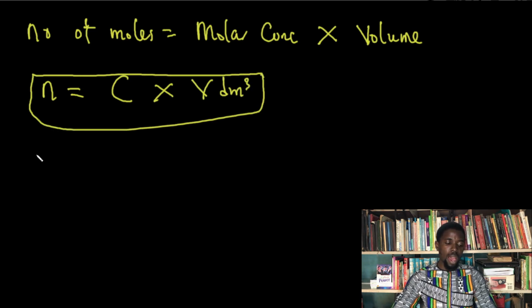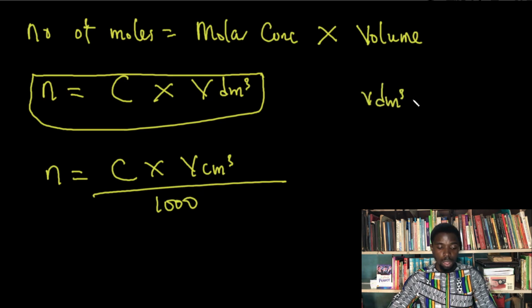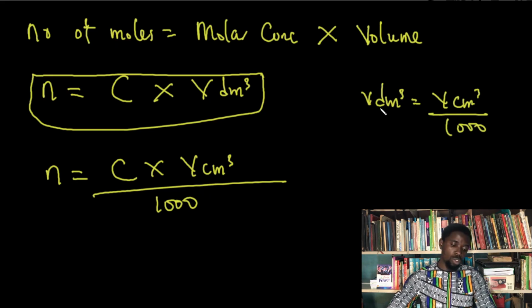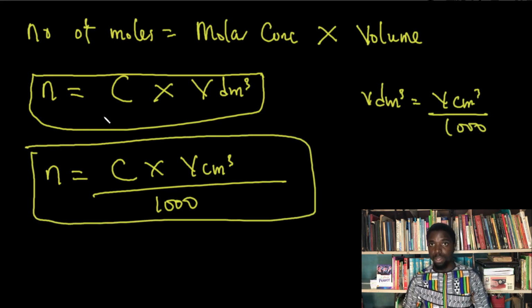But in a scenario where I have number of moles and the volume is in cm cube, it's going to be N equals C multiplied by V in cm cube divided by 1000. Why this is the case is because V in dm cube equals V in cm cube over 1000. So when you do this, you are going to have this particular relationship established. Now, having said this, let's try out one question to help us understand this.